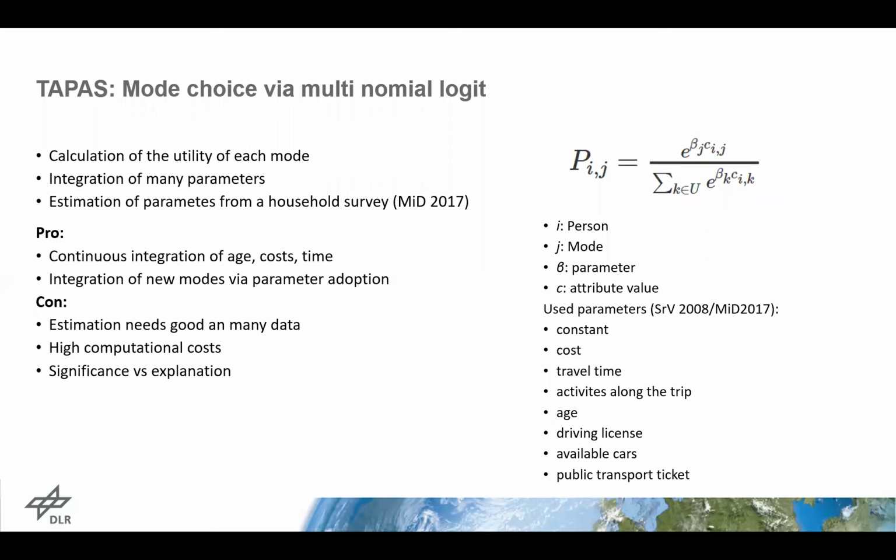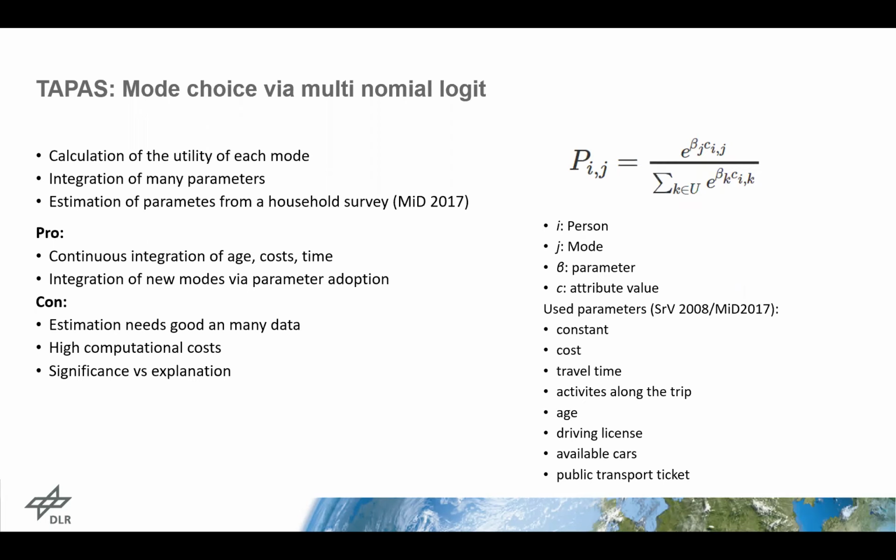And you can integrate a lot of parameters in your cost function or utility function. And then the big challenge is to estimate the parameters which say how big the influence, for instance, of the travel time is for your mode choice. So the pros of this method are that you have continuous integration of, for instance, costs, times, and age of the users, because age certainly has an impact on certain modes, for instance, bikes or even cars.